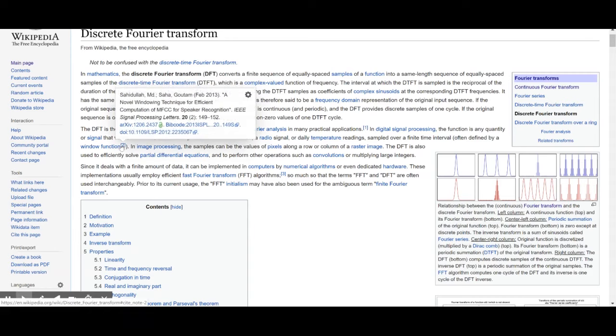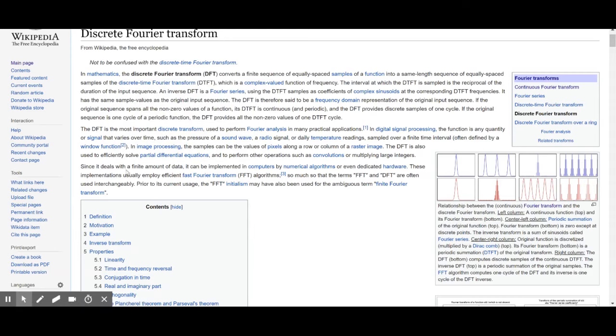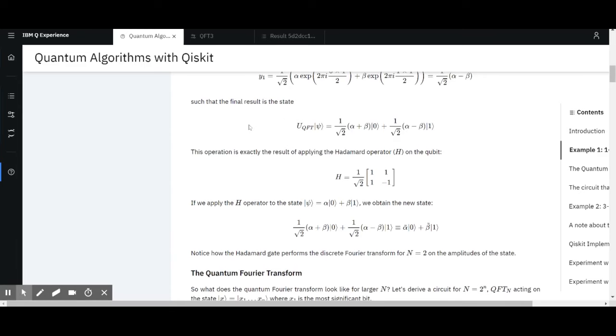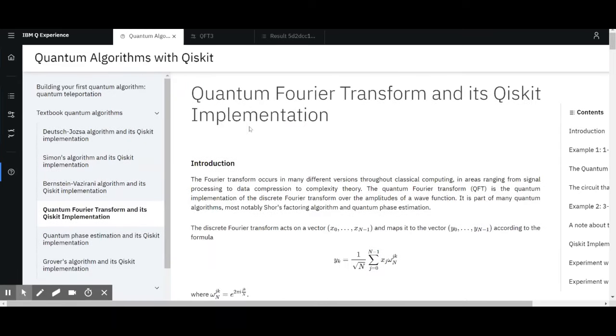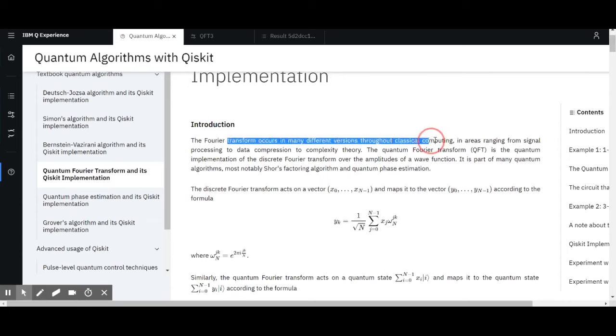So that is a bit different. It seems like what this is doing is turning that into a discrete version of your wave. So it's approximating the wave. It has many uses classically, in areas ranging from signal processing to compression. The quantum version is a quantum implementation of the discrete Fourier transform over the amplitudes of a wave function. It is part of many quantum algorithms. It acts on a vector and maps it to another vector.